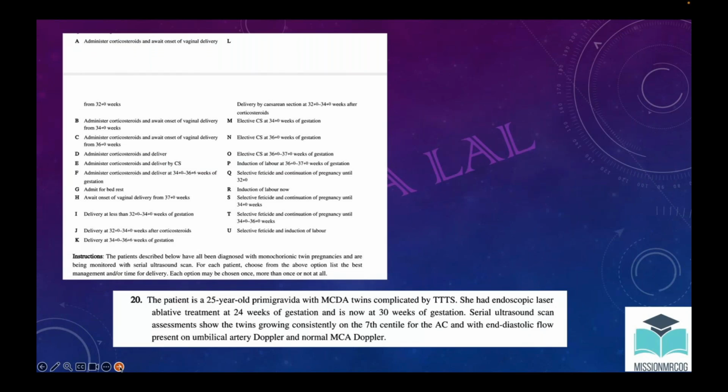MCDA twins, complicated by TTTS. Endoscopic fetal ablative laser was done at 24 weeks. Now 30 weeks of gestation. One baby is at the 7th centile and systolic flow is present, and MCA Doppler is also fine. What is the plan for delivery?